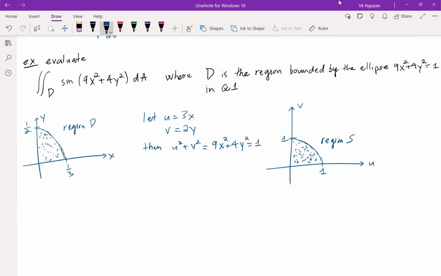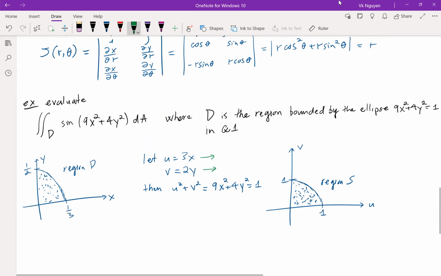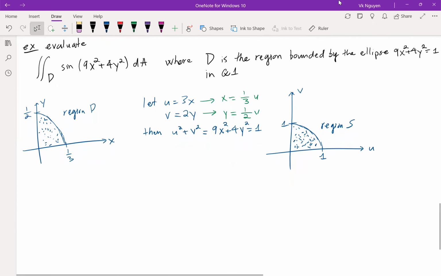Okay. So now we just got to figure out the Jacobian. In order to figure out the Jacobian, we got to solve for x and y, because of the definition of the Jacobian, look at this one here. You got to know what x equals and what y equals. So from here, we get x equal to 1/3 u, y equal to 1/2 v. The Jacobian is very important. Get this thing first before you do the setup.